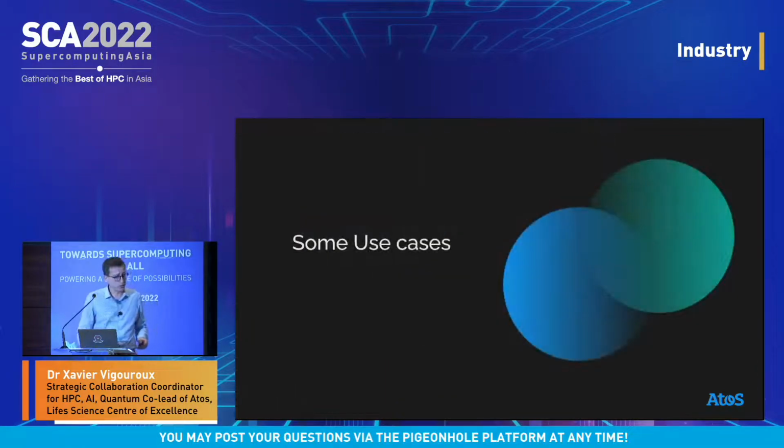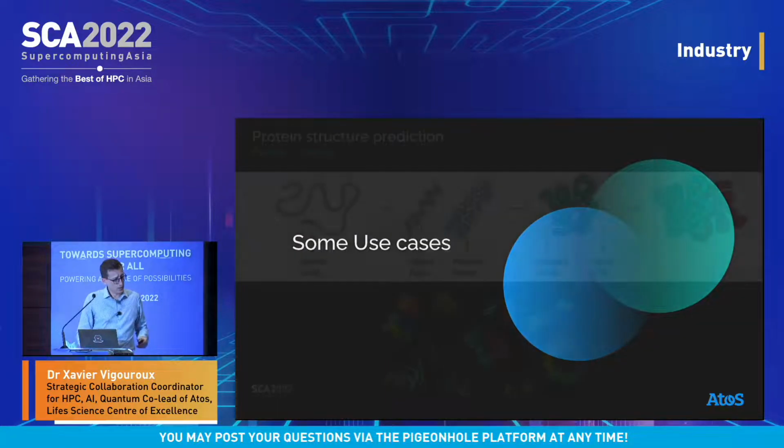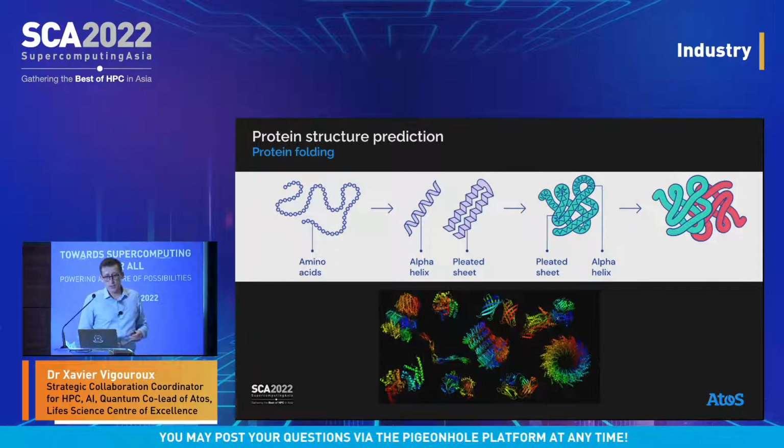So let's see first some use cases. The first one is protein folding. Everybody knows this issue. When you have a long chain of amino acids, and you want to see how it will fold into a 3D structure, and how you can compute this 3D structure. Today, we are solving that with some HPC solutions. And it works fine.